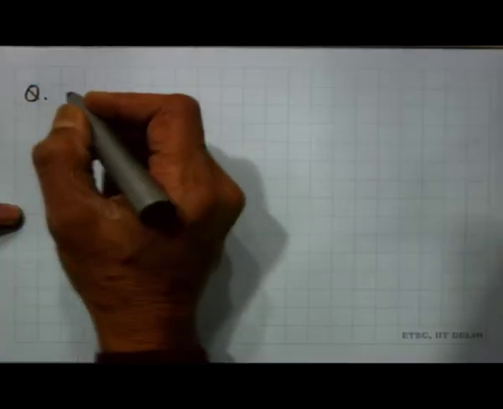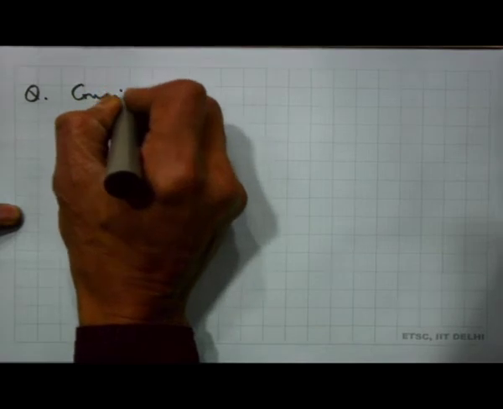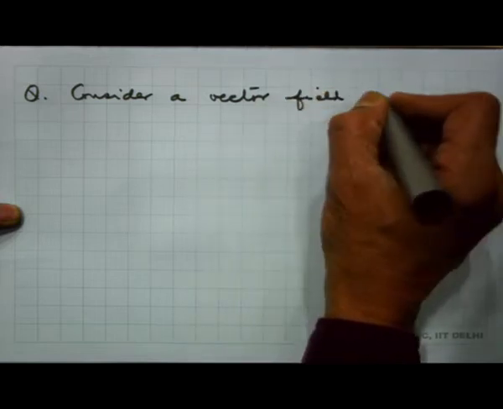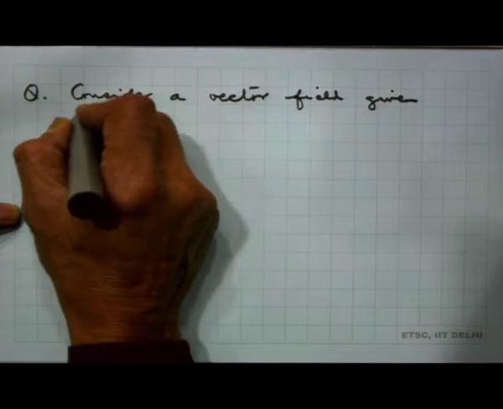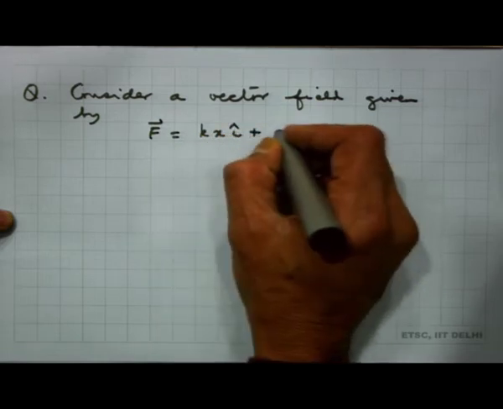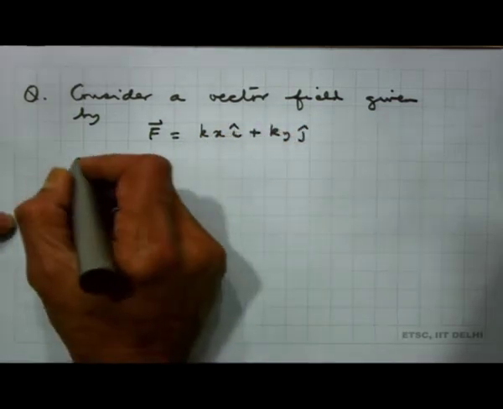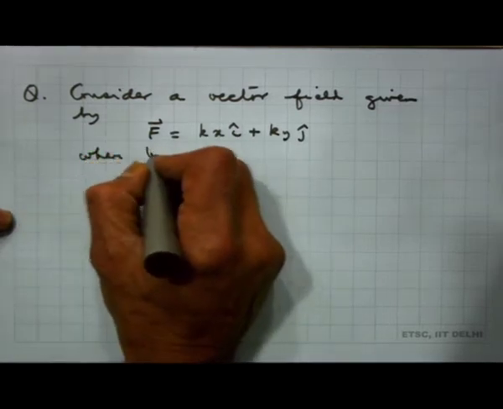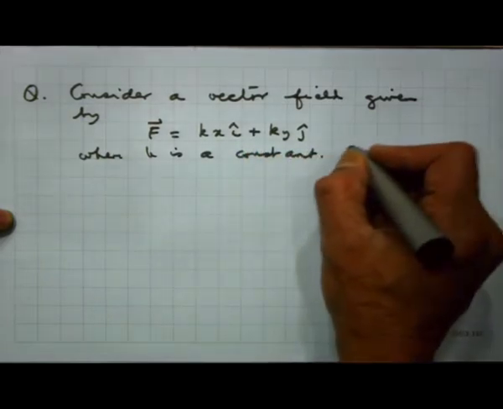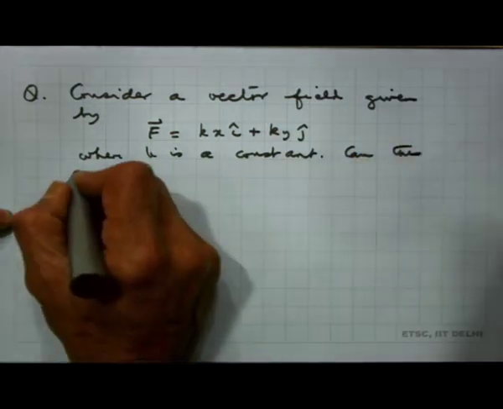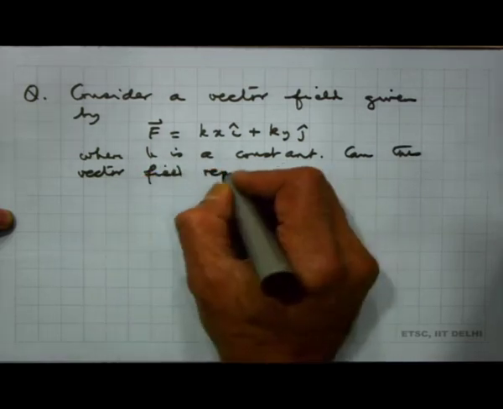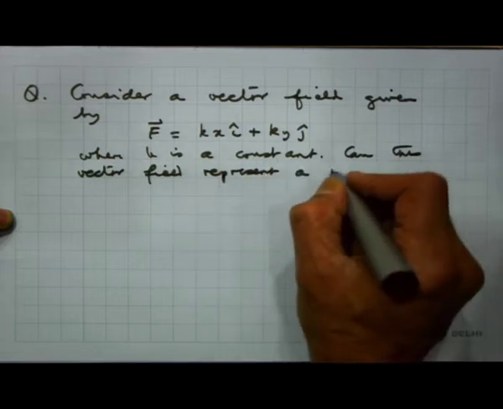So, let us look at the first question. Consider a vector field given by f is equal to k x i cap plus k y j cap, where k is a constant. Can this vector field represent a magnetic field?